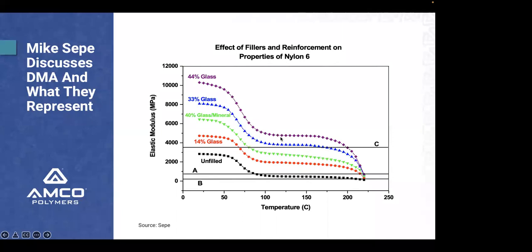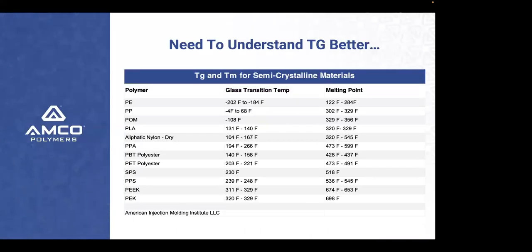So these curves tell me everything I need to know for ejection. Crystalline resins are more difficult, but amorphous resins, much easier. So here's all my crystalline resins. My polyethylene, glass transition temperature, minus 200 to minus 184, polypropylene. And here I have my melting point. Here's where they actually melt.